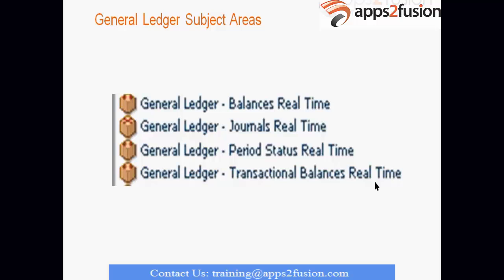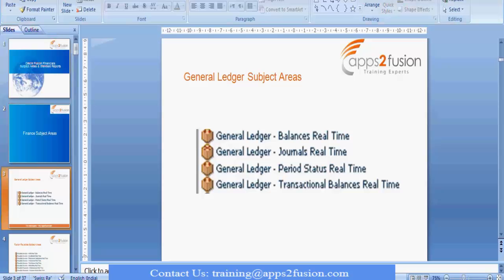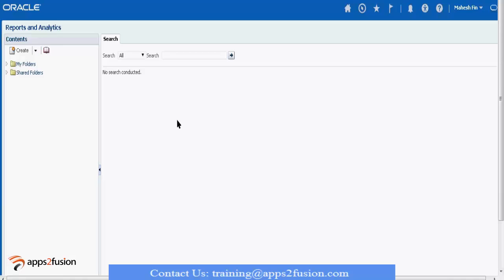But these two subject areas again store the balances. Journals real time: when you create any journal, like yesterday we posted one journal in the system, we have given account code, period, accounting date, source, category. So this subject area, journals real time, has the information of all the journals which got created in the system. Briefly, I'll go into that subject area.